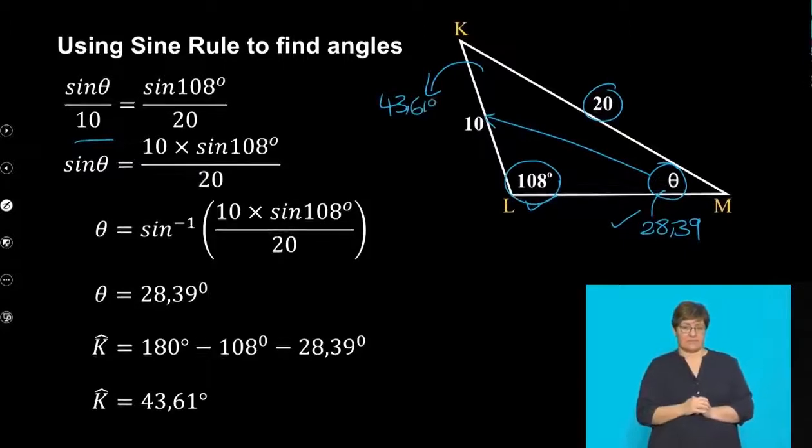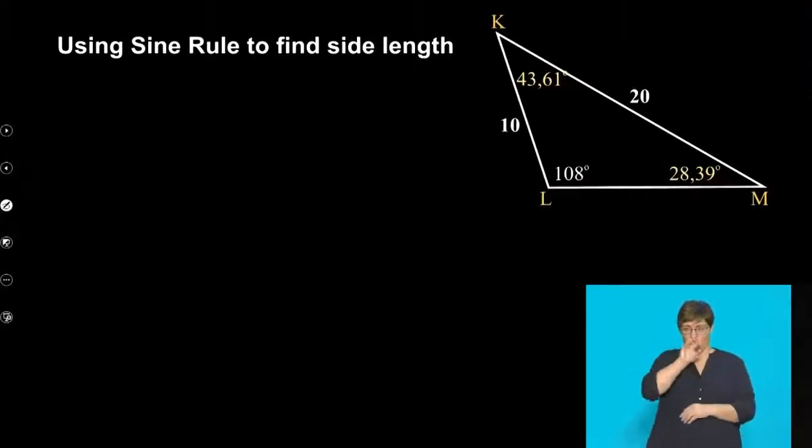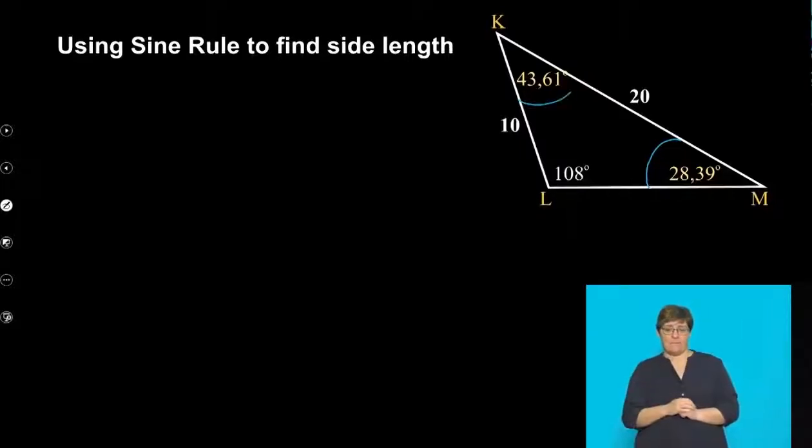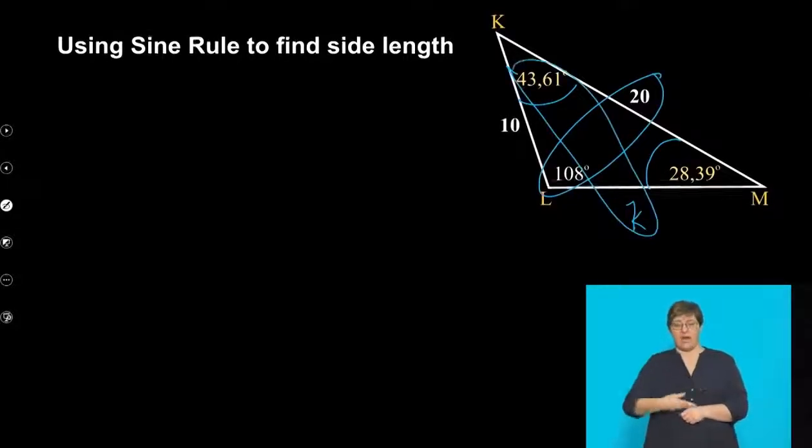Okay. Here's a neater diagram again with all the information that we found already. We found that M is 28,39. We found K is 43,61. What's left to find is little k. We need to find this piece here. So again, we're going to use that full pair and that half pair to set up our equation that we can solve.